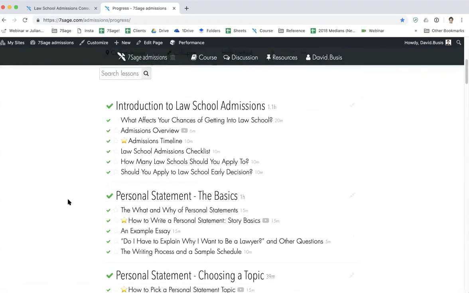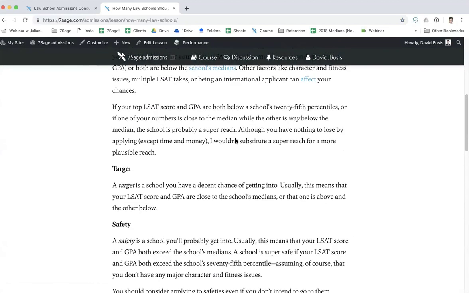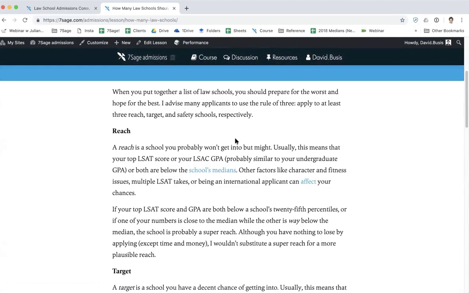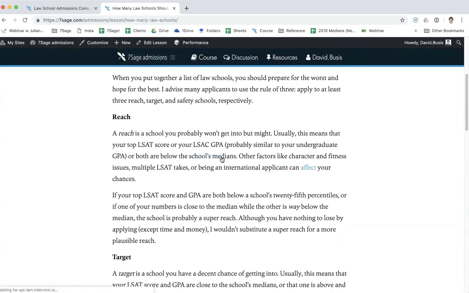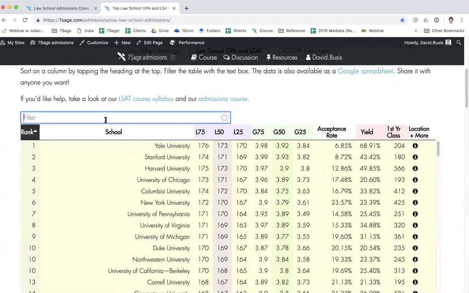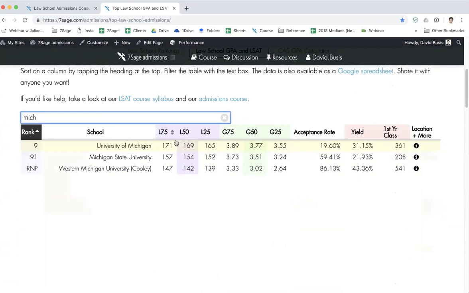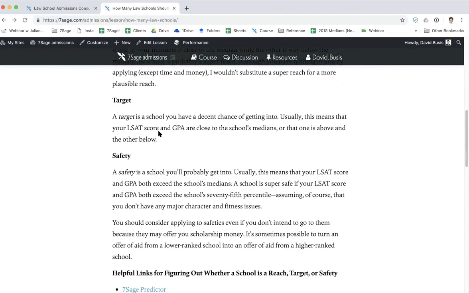And we have some resources in our introduction to law school admissions about how to pick a school. I'm just going to click this lesson called How Many Law Schools Should You Apply to? And we talk about putting together a list with reaches, targets, and safeties. And then we link to our compilation of law school medians here, which is searchable if you just start typing. So it's very useful. We keep it updated.